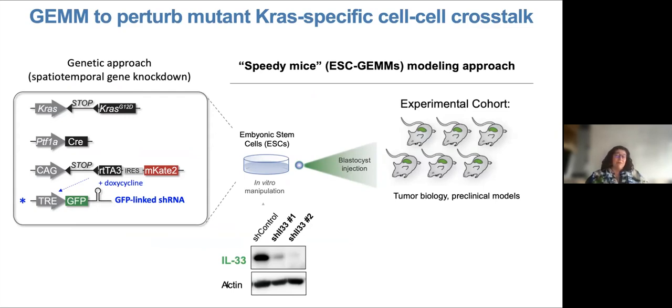But now we could build a special mouse that can spatially and temporally control when and where we're knocking down IL-33. And we're going to knock IL-33 down only in these acinar epithelial cells, nowhere else. And we can knock it down at will, when we decide to knock it down, and see what happens when we knock down IL-33 in these epithelial pancreatic acinar cells.